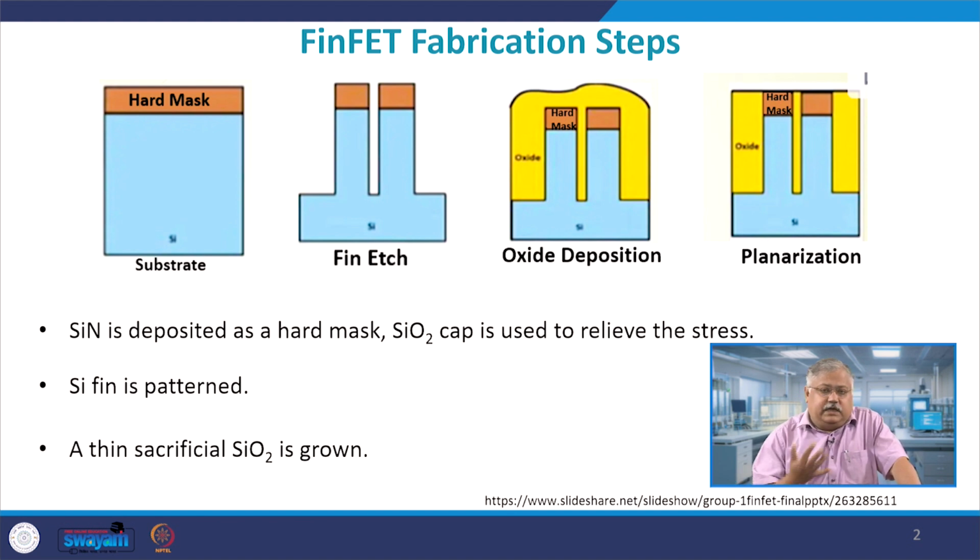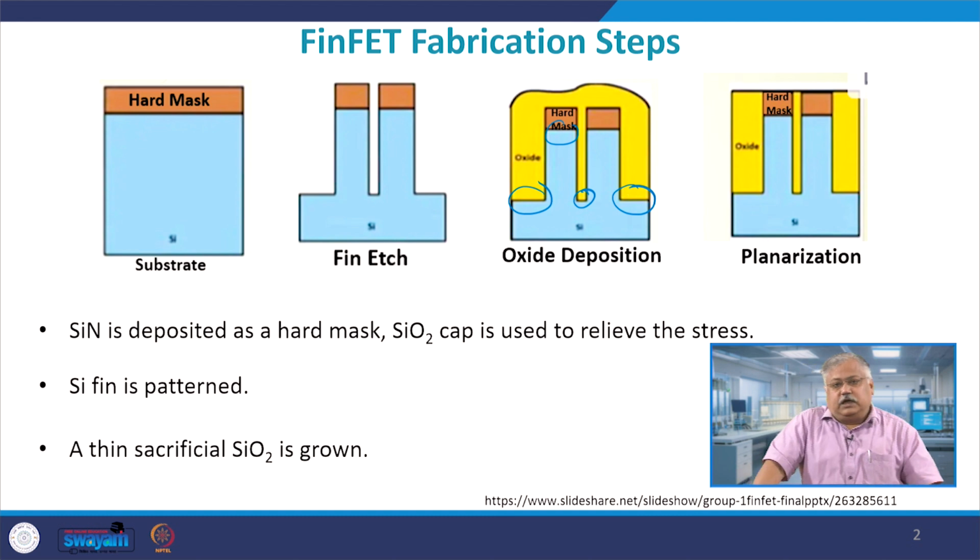And then you do an oxide deposition. For example, you do a silicon dioxide deposition. What the oxide does is that it passivates the surface. At these places it passivates the surface, which means that it does not allow for any further oxide growth there.